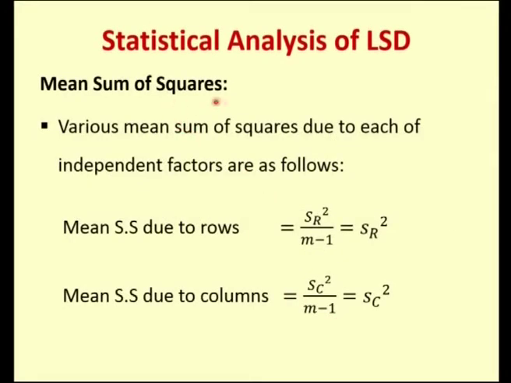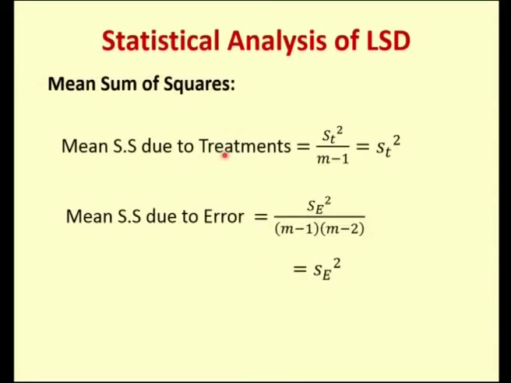The mean sum of squares is obtained by dividing the sum of squares by its respective degrees of freedom. Since we have rows, columns, treatments and also error, we have the mean sum of squares due to rows, denoted by s_r squared, due to columns s_c squared, due to treatments s_t squared, and for error s_e squared. For error, the degrees of freedom is (m minus 1) into (m minus 2). So the sum of squares due to error divided by (m minus 1) into (m minus 2) is equal to the mean sum of squares due to error.